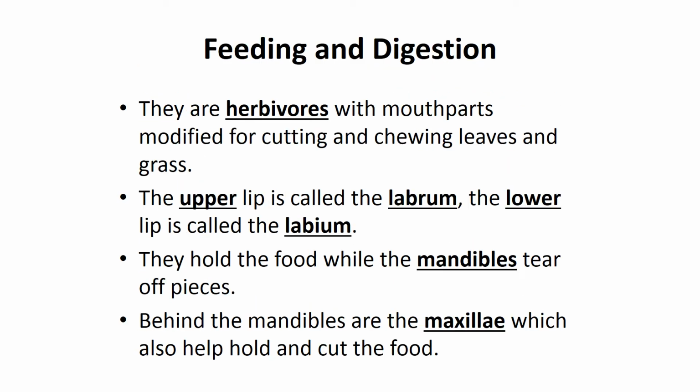Grasshoppers are herbivores, and their mouth parts are used for cutting and chewing leaves and grass. Their upper lip is called the labrum, and the lower part of their lip is called the labium. And you'll actually be pulling these pieces off individually as we dissect the head of our grasshopper. The labium and the labrum help hold the food while the mandibles tear off pieces. And then behind the mandibles are the maxillae, which also help cut and hold the food.